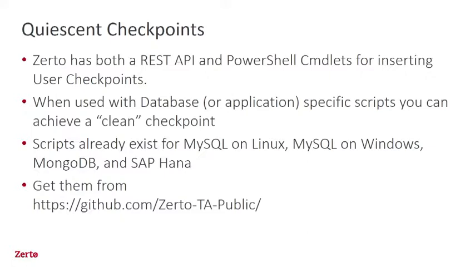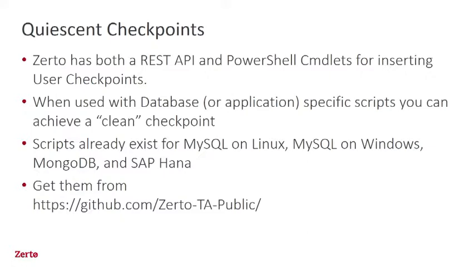But if you actually wanted to stop an application, tell Zerto that it's quiet, and then start the application again, you can do that with the APIs. It exists in both PowerShell and REST. So you can literally build any script that you want to stop or pause any database. I have examples on MySQL, Linux, Windows, MongoDB, SAP HANA. They're on the GitHub page.